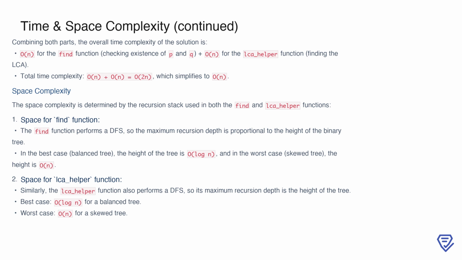Shifting to space complexity, this is determined by the recursion stack used in both the find and LCA_helper functions. For the find function, which performs a depth-first search, the maximum recursion depth corresponds to the height of the binary tree. If the tree is balanced, the height is O(log n), but if the tree is skewed, the height can be as large as O(n). Similarly, the LCA_helper function also performs a depth-first traversal, and its recursion depth is likewise proportional to the tree height. In the best case, this is O(log n), while in the worst case, it is O(n).